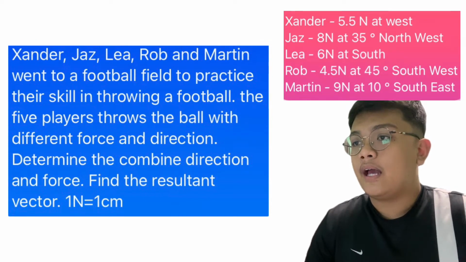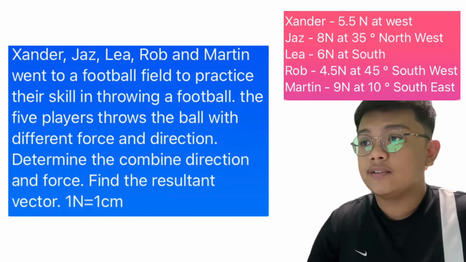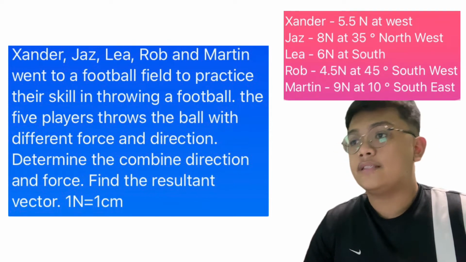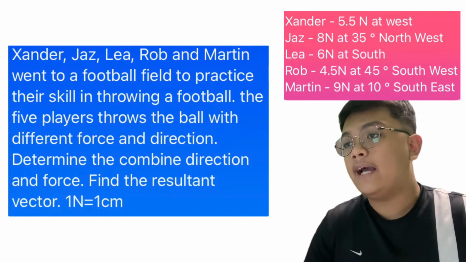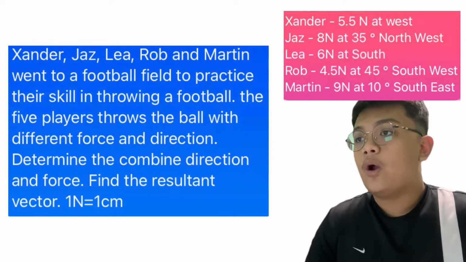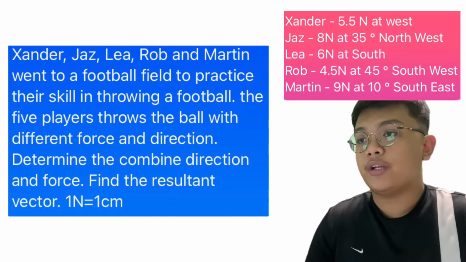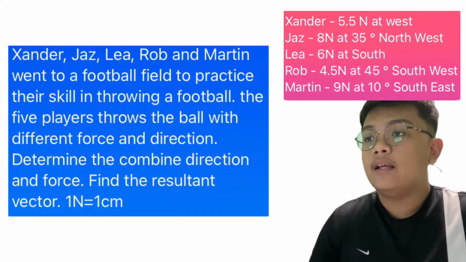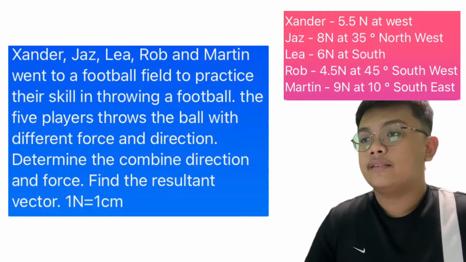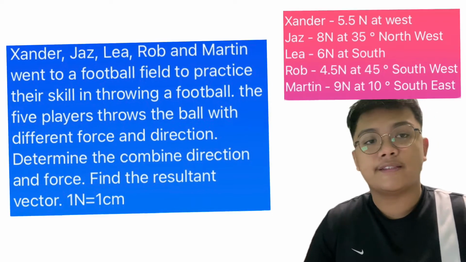Sander has 5.5 Newton at west. Jazz has 8 Newton at 35 degrees northwest. Leia has 6 Newton at south. Rob has 4.5 Newton at 45 degrees southwest. Martin has 9 Newton at 10 degrees southeast.